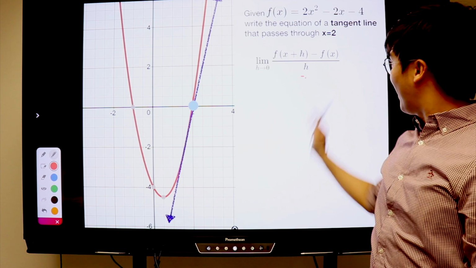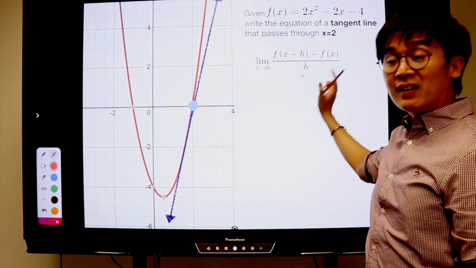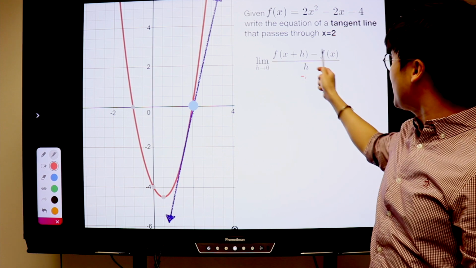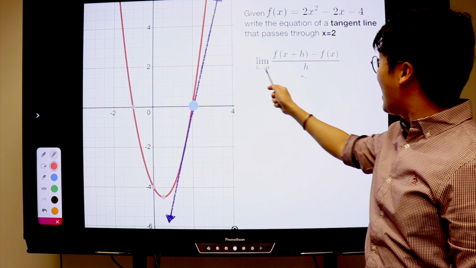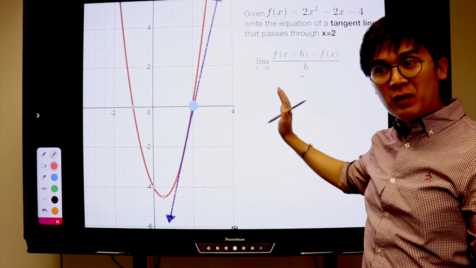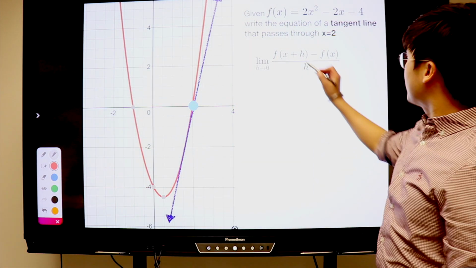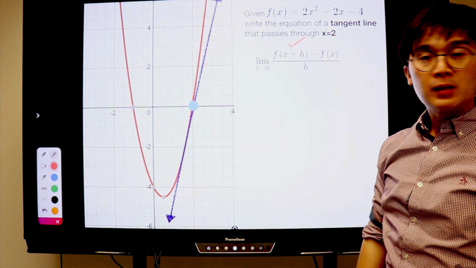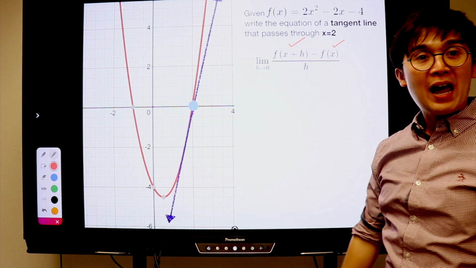Now, can you understand these symbols right here in your formula? Limit of f of x plus h minus f of x all over h as h approaches 0. Do you understand this formula a little bit? First, in the formula, we need to have f of x plus h. We also need to have f of x.